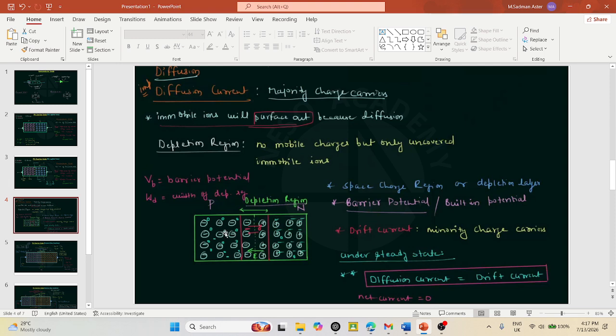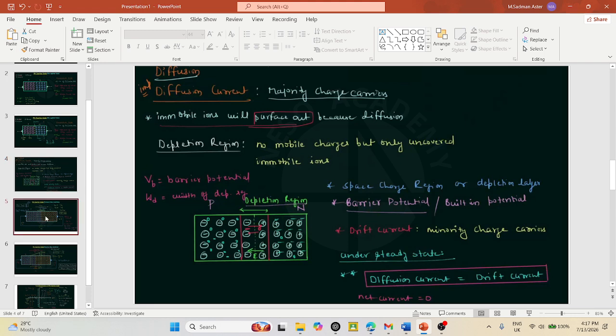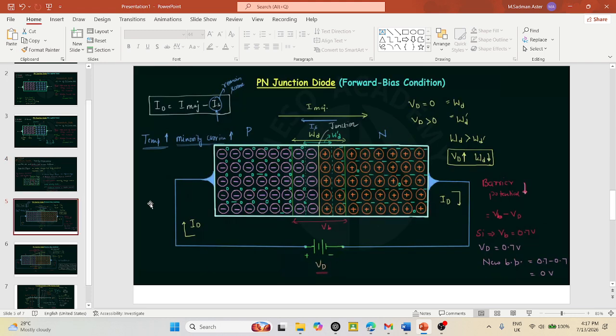Now we will be seeing the other two types of biasing conditions, which are forward biasing and reverse biasing. In the case of the forward bias condition, the p terminal of the semiconductor, or p-type semiconductor, is connected to the positive terminal of the battery, and the n-type semiconductor is connected to the negative terminal of the battery. As a result, the positive potential will repel the holes on the p side, and the negative potential will repel the electrons on the n side.